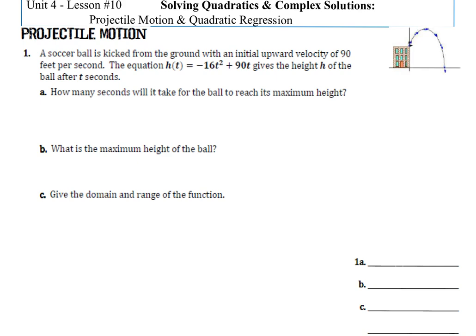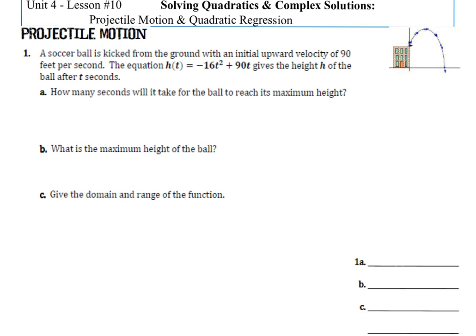All right, this is Unit 4, Lesson 10 in Algebra 2, and we're talking about projectile motion. Now, a projectile is something that is moving through the air. So we're going to talk about how quadratics apply to anything that is going to go up and then come back down, because that's what gravity does to objects. It makes it come down. And I think this is a really cool lesson.